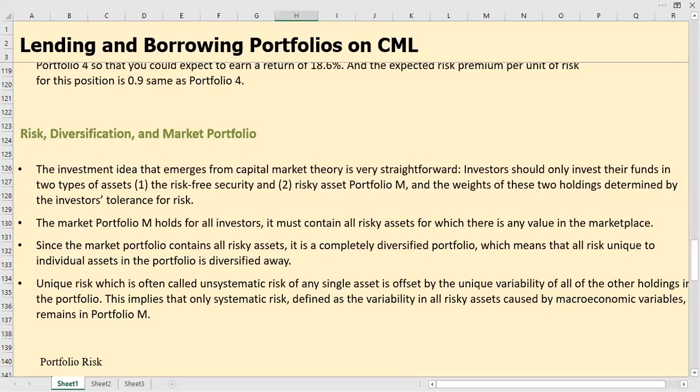This unique risk is often called unsystematic risk. Unsystematic risk means the risk that is attributable to the individual asset. It is for a single asset. It is often offset by the unique variability of the other holdings in the portfolio. Because when we are combining all the assets together, the unique risk will be offset by the variability of the other assets in the portfolio.